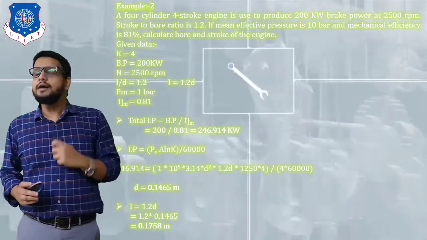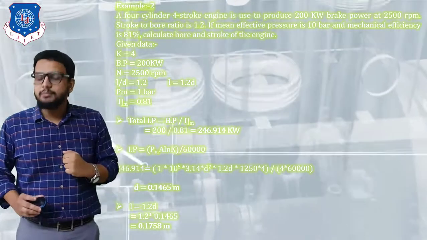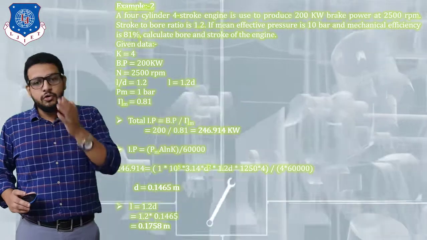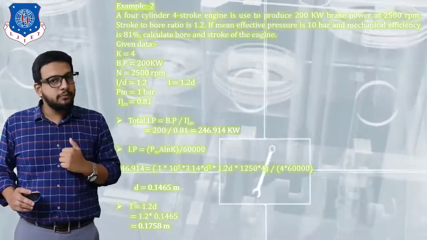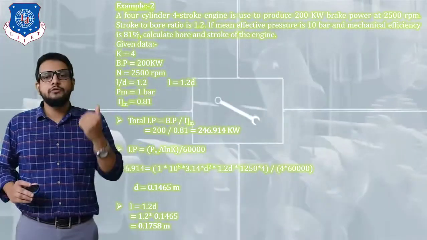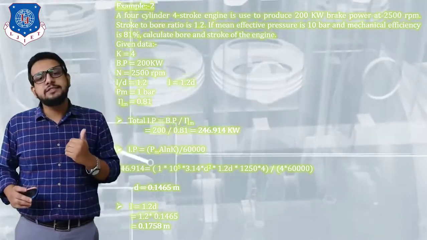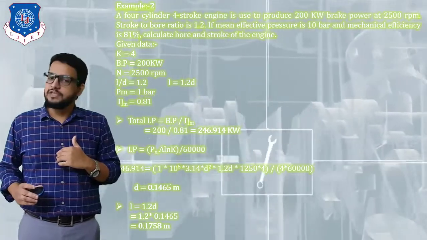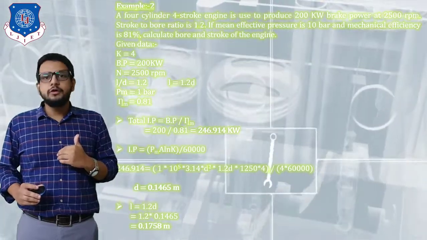So we would say in the data, stroke length is given in terms of the bore diameter. So we can write L is equal to 1.2 d, right? So in this equation I have written 1 into 1.2 d into small n. Now small n is our number of power strokes per minute, and for a 4-stroke engine we know it is capital N by 2. So we can write it as 2500 divided by 2, which means 1250 into 4, that is the number of cylinders, divided by 4 into 60,000. So our final equation will be in terms of d.